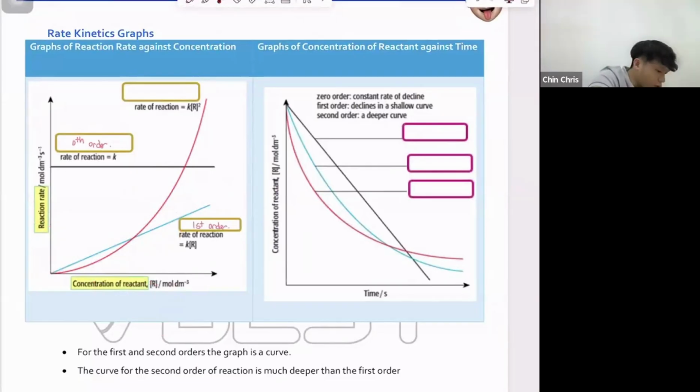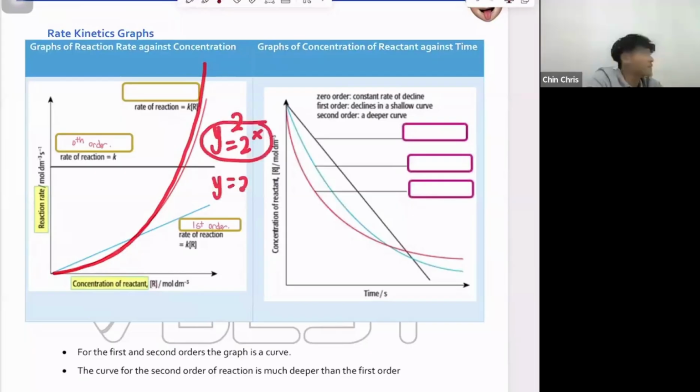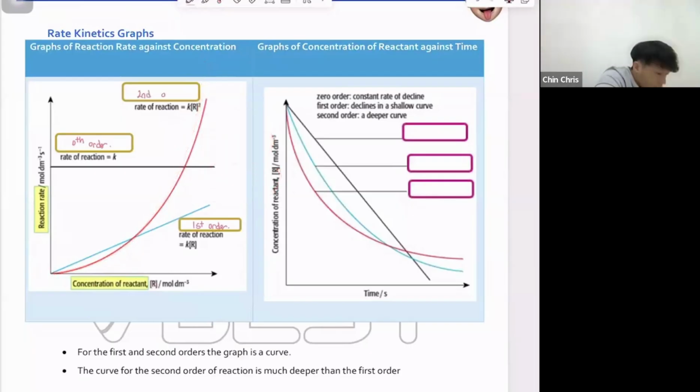And finally, guys, do you see a power graph? Like y equals 2 to the power of x. That's it. So this is a second order. Understand? Okay, guys, that's how we identify the order from a concentration versus rate of reaction graph.